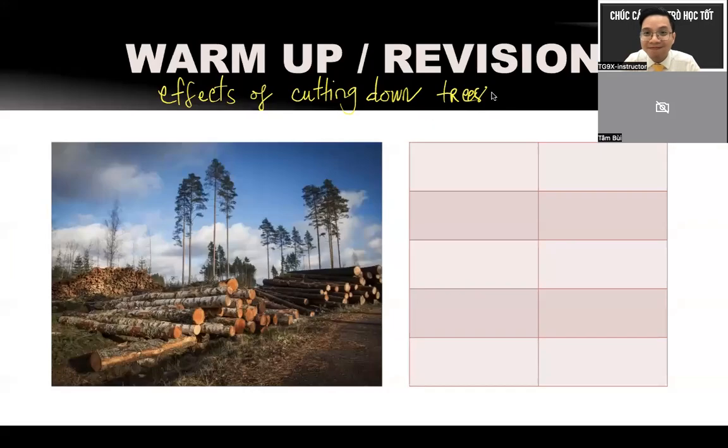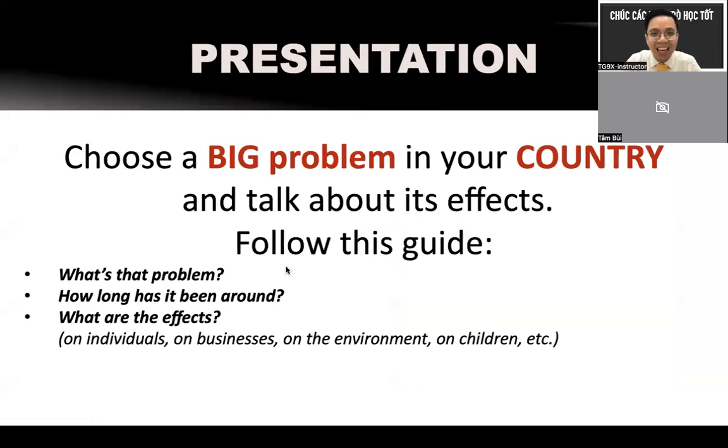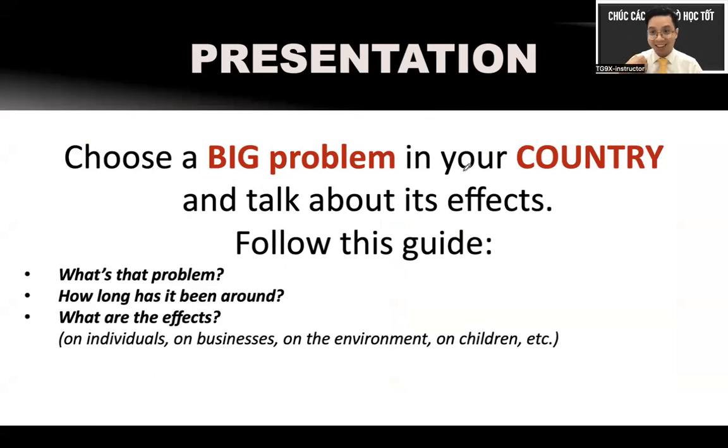So now we continue. Okay. Here it is. I'd like you to come up with a big problem in our country. Your country is my country. It's our country. Or Chị Hòa, you are in Japan, right? You can talk about a problem in Japan because many people in Vietnam, many, not all, think about Japan as a very good country. So if you can share some problem in Japan, please do. And talk about its effects. Please follow this guide. What's that problem?